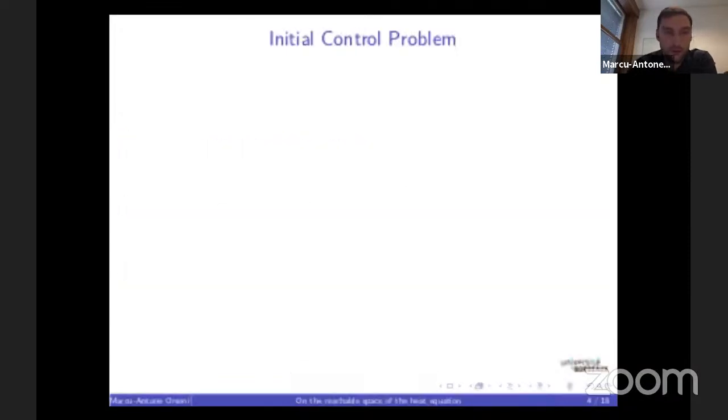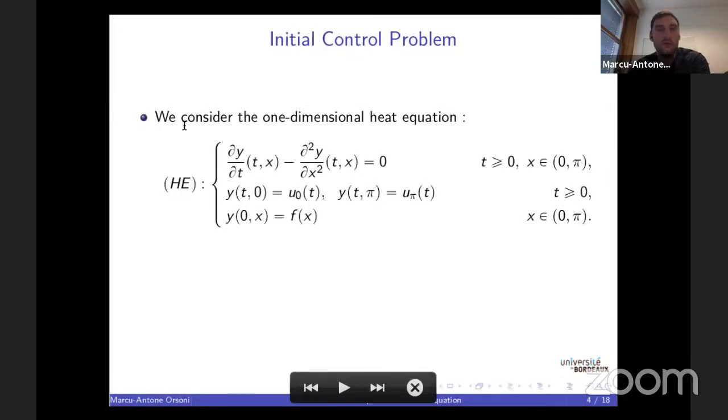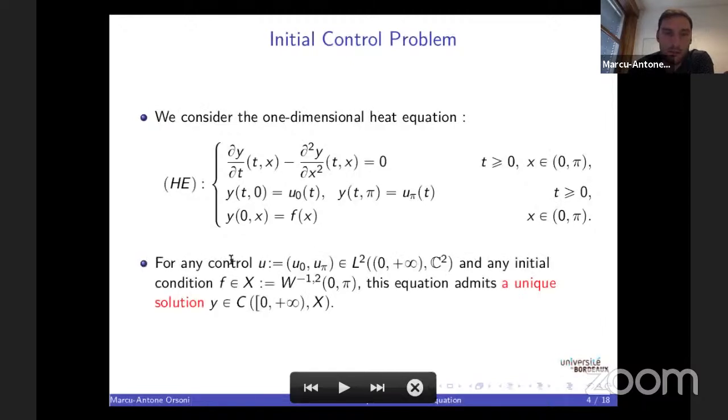Okay, so let me speak about the initial control problem. We consider the one-dimensional heat equation on the interval (0, pi) with a boundary control at both ends. It's a Dirichlet control, with an initial condition f. For every control u in L2 and any initial condition f in this Sobolev space, this heat equation admits a unique solution, which is continuous in time and with values in the Sobolev space.